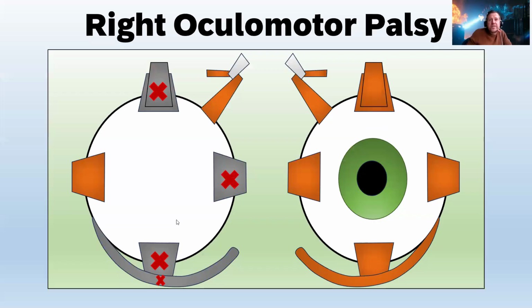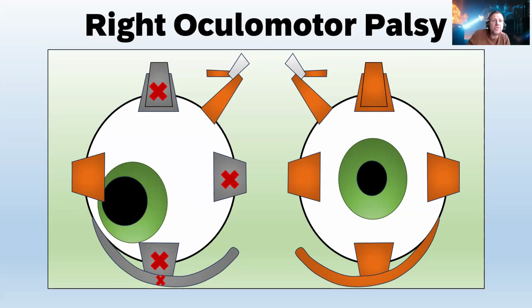And finally, what happens in a right-sided oculomotor palsy? Well, the only muscles that are still functioning are the lateral rectus muscle and the superior oblique. So those are responsible for abduction and also outward depression of the eye, and as a consequence the eye will shift down and out, as they say.